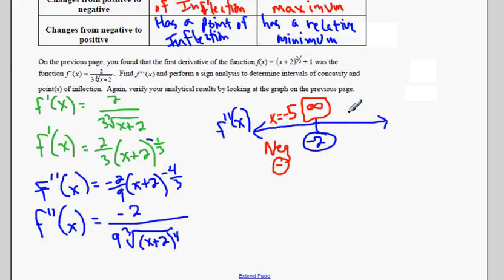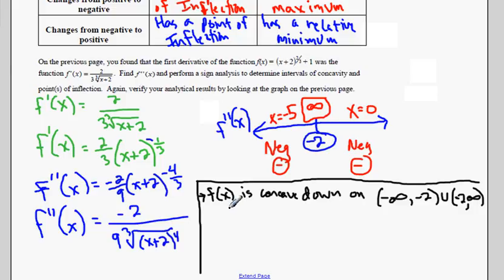And now let's pick a number bigger than negative 2. Let's pick 0. 0 plus 2 is positive 2, to the fourth is positive, cube root is positive, times 9 is still positive, but then negative divided by positive is still negative. So what does this tell us?